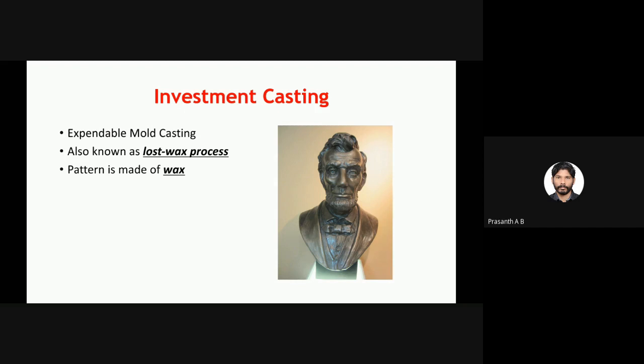Similarly, in yesterday's class, I told you there are two types of casting, expendable mold and permanent mold. Based on the type of pattern also, we can classify the process as expendable pattern and permanent pattern. If the pattern is used only once and gets damaged, it is called an expendable pattern. If the pattern is not damaged and the same pattern can be used again and again for making more and more castings, that is called a permanent pattern.